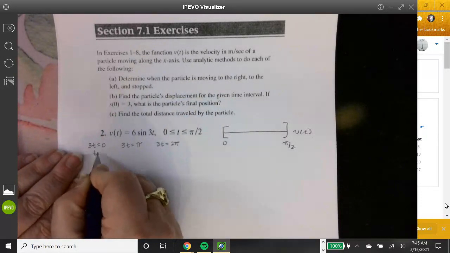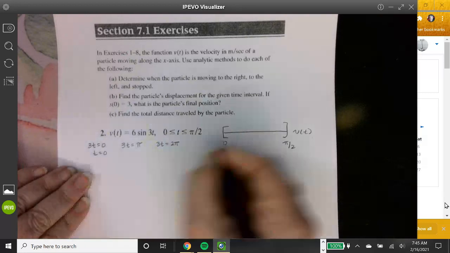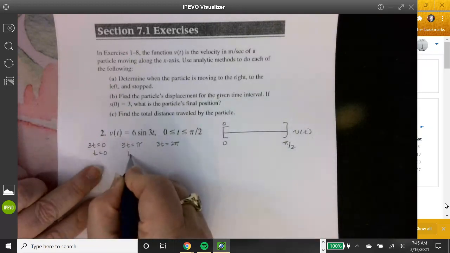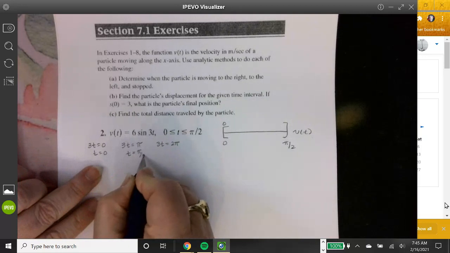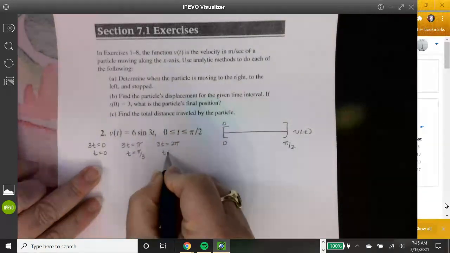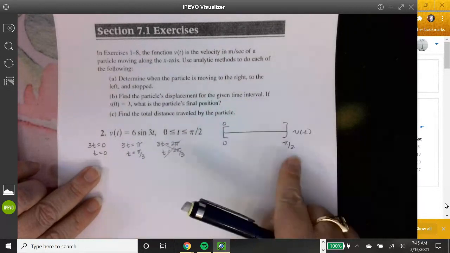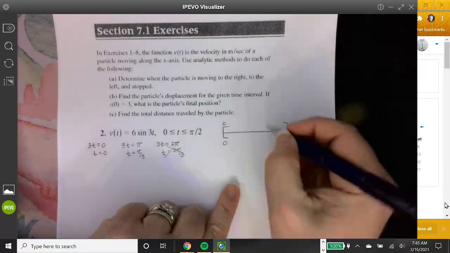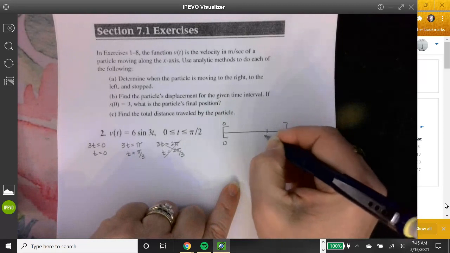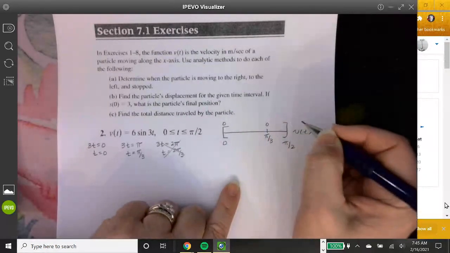So the first time will be when t is 0, so I'll put a 0 above here, and then the next time will be when t is pi over 3, and then when t is equal to 2 pi over 3, which happens to be outside the zone here from 0 to pi over 2. So I'm going to put pi over 3 right here and put a 0.